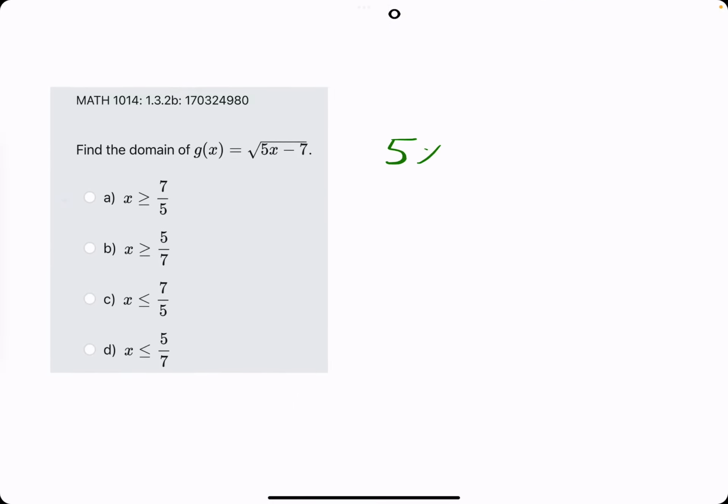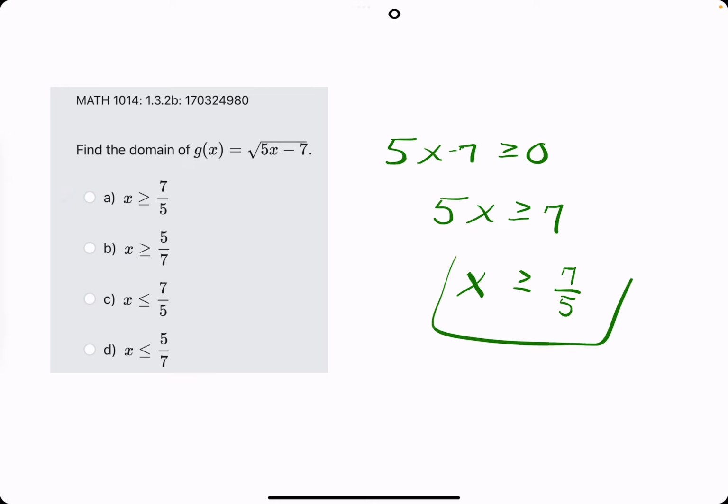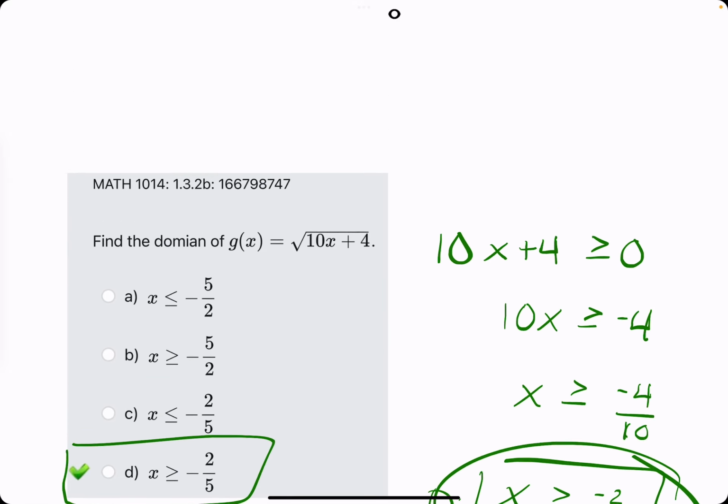Again, just set the inside expression greater than or equal to 0 and solve for x. So we add the 7 and then divide by 5. So x is greater than or equal to 7/5. That's option A, and we're done. Hope that makes sense. If you have any questions, please let me know.